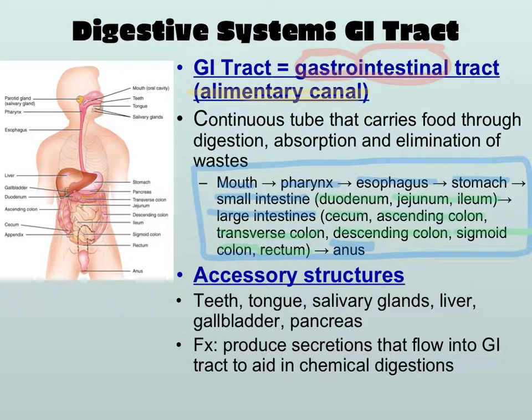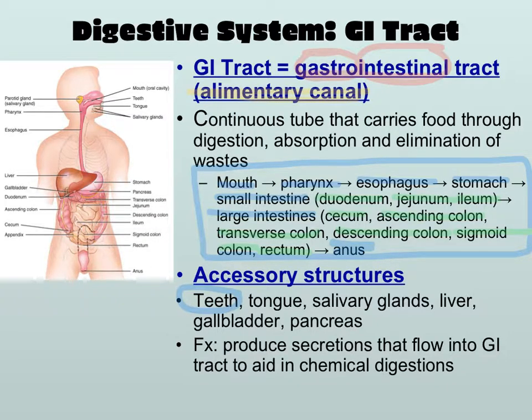Now, the digestive system is composed of all of these organs, but it's also composed of what we call accessory structures. The accessory structures are any structures that the food is not going to directly pass through, but are going to have a role in helping to digest or absorb the food. For example, teeth don't actually absorb food, but they help us break down our food and chew it up during mastication.